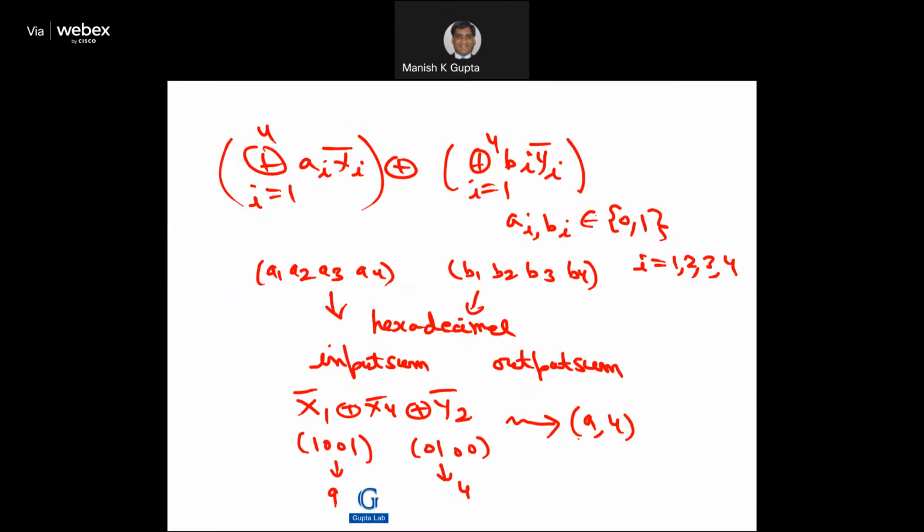Similarly, for y2 bar, y1 is not there, y2 is there, y3 is not there, y4 is not there. So 0, 1, 0, 0 corresponds to this value, right? So essentially this will have hexadecimal value 9 and this will have hexadecimal value 4. So the whole expression can be written in hexadecimal numbers, which is a compact notation for us. Okay, so this whole expression is 9, 4, for input variables and output variables. This is something easy to observe.